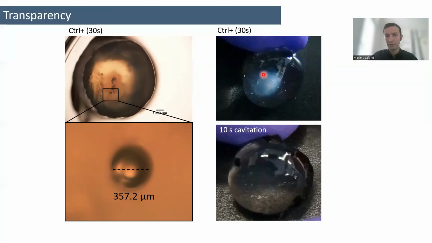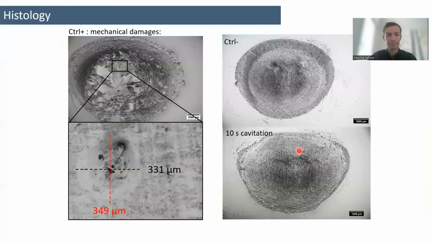That was different from the first image I showed with the cataract, because a cataract is very opaque, but this one was more milky, and it's more like mechanical damage that is changing the way light is propagating through the lens. With only 10 seconds of cavitation, though, no change in transparency was observed.